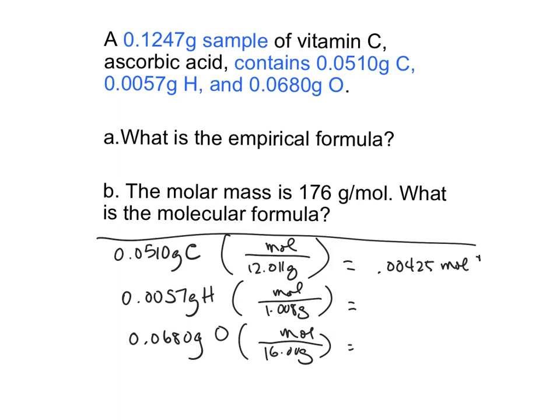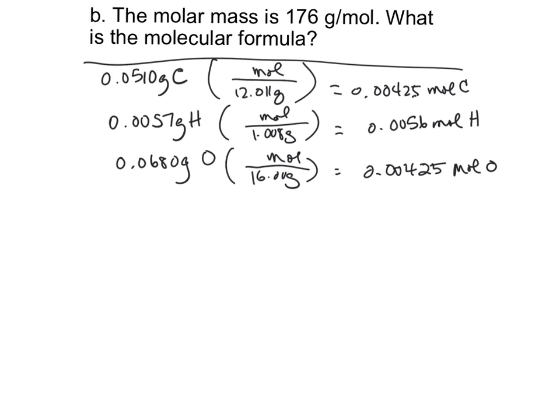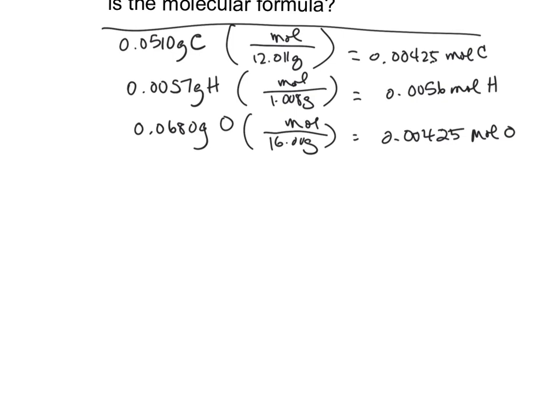0.00425 moles of carbon, 0.0056 moles of hydrogen, and 0.00425 moles of oxygen. Okay, so now we have our moles. We can take ratios. I like to set it up this way. You don't have to do it this way. You could just take these numbers and divide by the smallest number. Just do it as in a column or something, but I like to do it this way.